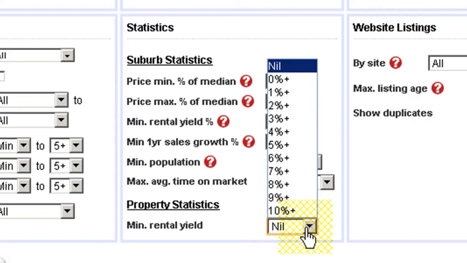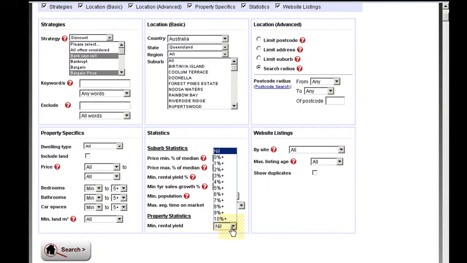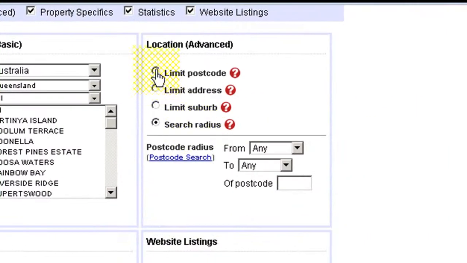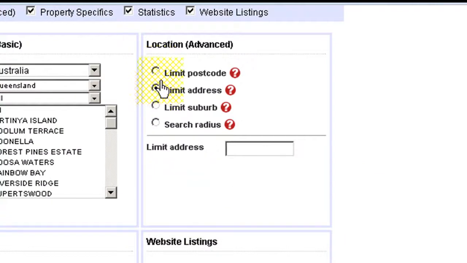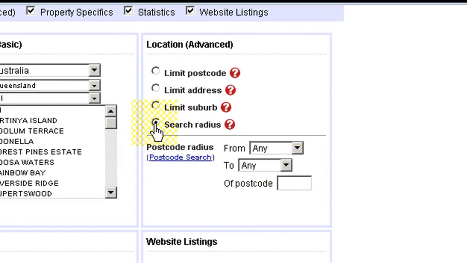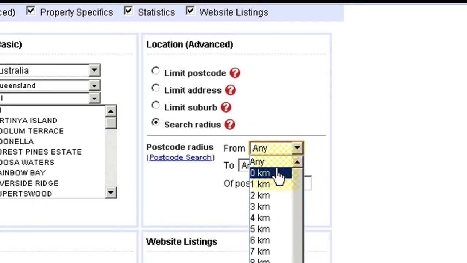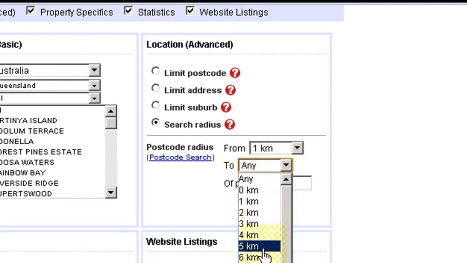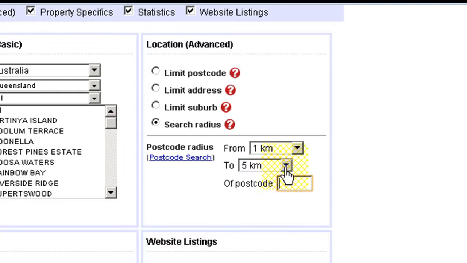So when an agent advertises its current or potential rent, Investor Search automatically analyzes the yields of those properties across the country. We can filter results at a postcode, at a street level, at a suburb level, or right down to a radius level, where we pick a point, a 5-kilometer radius around a given postcode. We can do that kind of stuff as well.